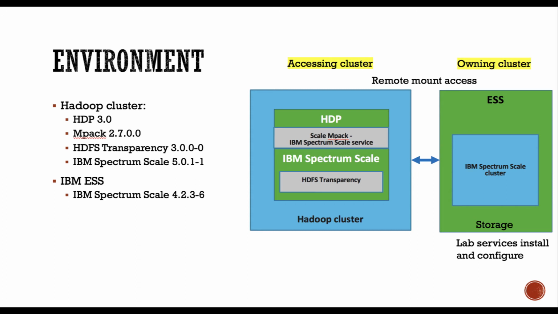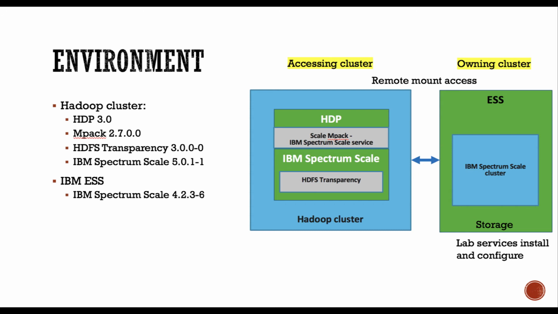During remote mount, the ESS, or any Spectrum Scale storage cluster, is the owning cluster, while the Hadoop Scale cluster is the accessing cluster. The Hadoop cluster will have HDP 3.0 installed based on Hortonworks installation documentation, with deviations for IBM Spectrum Scale specifics. See IBM Knowledge Center, Hortonworks Data Platform 3.x, for more information. A Scale cluster will then be set up on this Hadoop cluster.